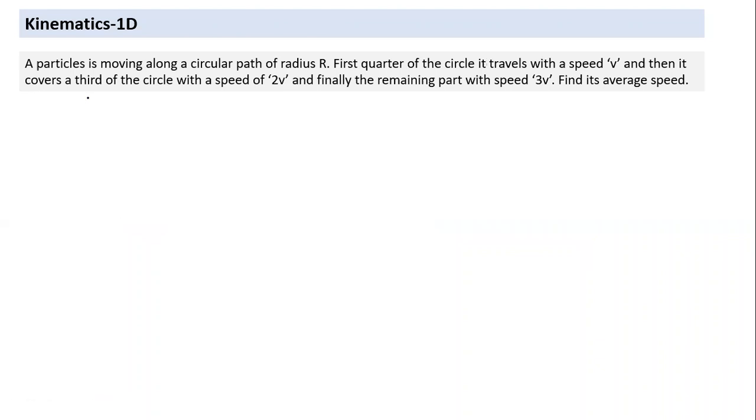Now this question, both of you try and solve. I give a couple of minutes, try and solve this question. A particle is moving along a circular path of radius r. In the first quarter of a circle it travels with speed v, then covers a third of a circle with speed 2v, and finally the remaining part with speed 3v. Find its average speed.